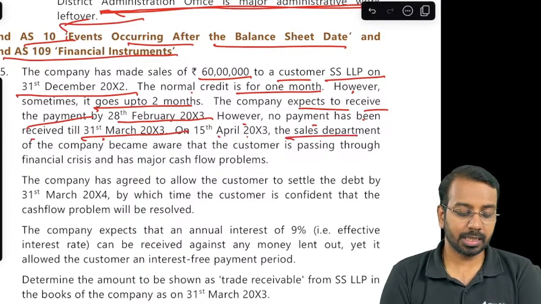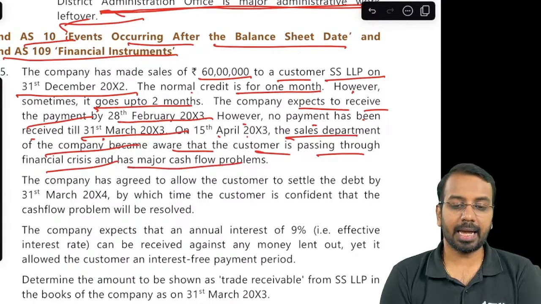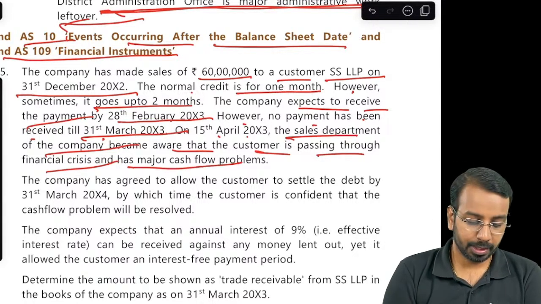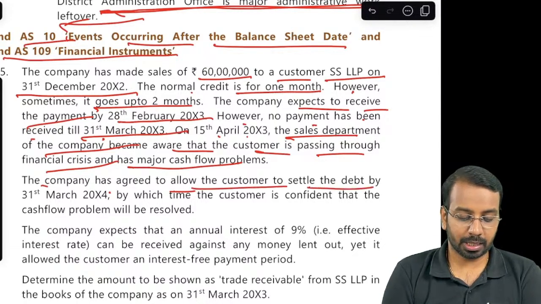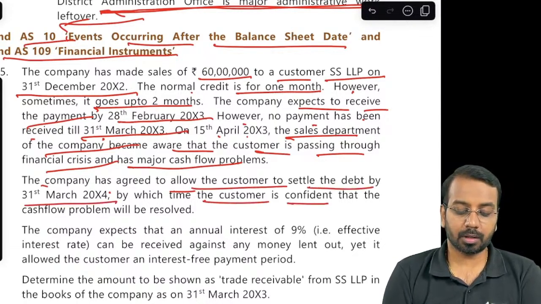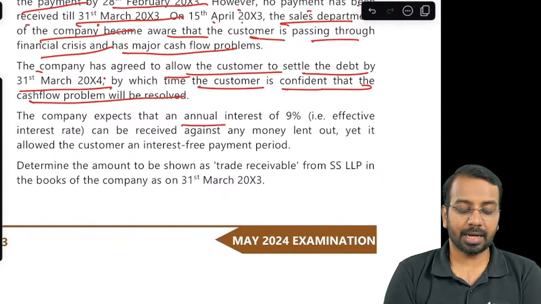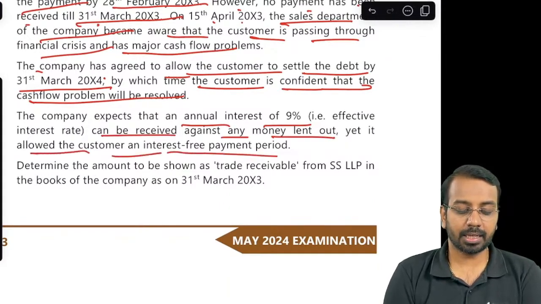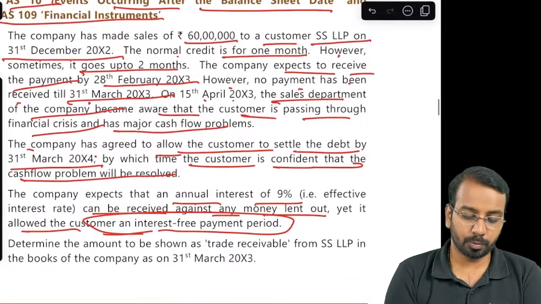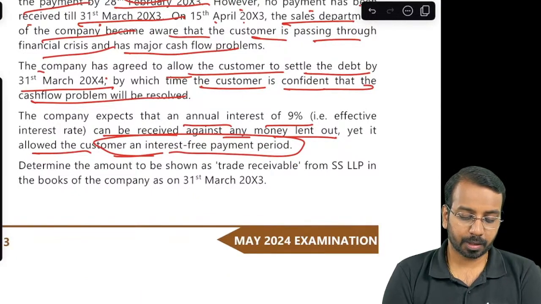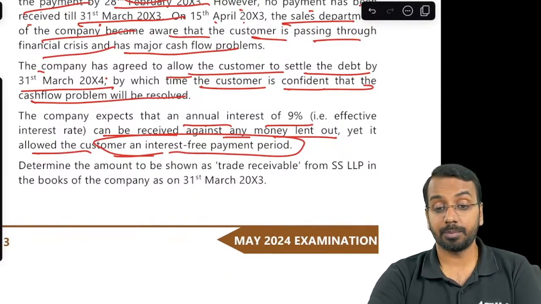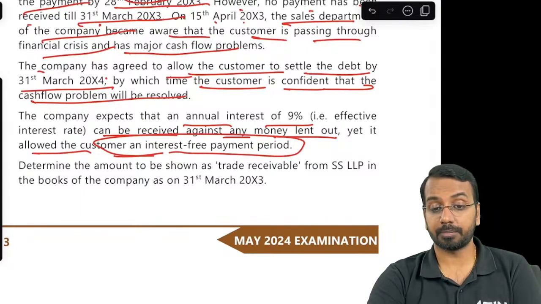On 15th April, the sales department of the company became aware that the customer is passing through financial crisis and has major cash flow problem. The company agreed to allow the customer to settle the debt by 31st of March, by which time the customer is confident that the cash flow problem will be resolved. Company expects that an annual interest of 9% can be received against any money lent, yet it allowed the customer an interest-free payment period. Normally, you allow only 2 months and 1 month. Now, we have allowed how much? We have allowed a 12 months interest-free period, right? That is the first part.